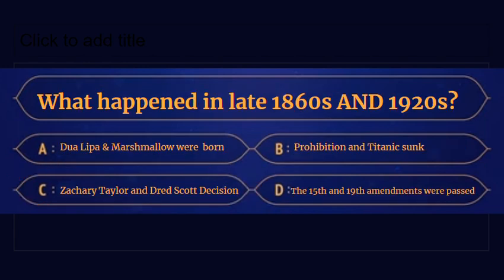Now, for real, the last one: what happened in the late 1860s and 1920s? I already gave the answer to one of them, but let's go over them. A, Dua Lipa and Marshmello were born. B, the Prohibition era happened and the Titanic sunk. C, Zachary Taylor was president and the Dred Scott decision was passed. Or D, the 15th and 19th Amendments were passed.